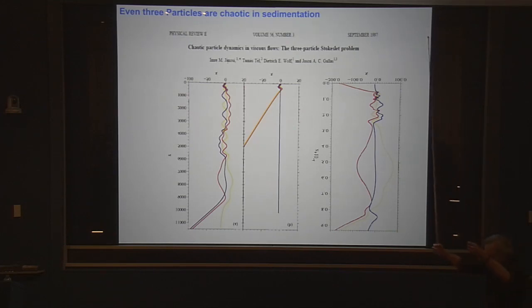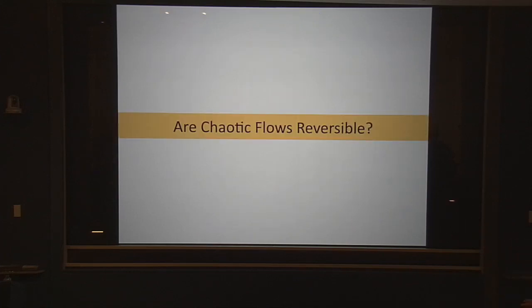Essentially what happens, if you have two particles, one of them falls in the flow field of the other, and they both fall faster than a single particle. If you put three of them, they do some sort of dance, and then two of them go off and leave one of them behind. Which one is left behind, of the yellow, blue, and red ones, depends exponentially on the positions. So it's known that it's chaotic. That doesn't necessarily mean it's not reversible.